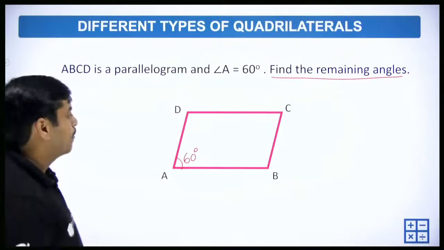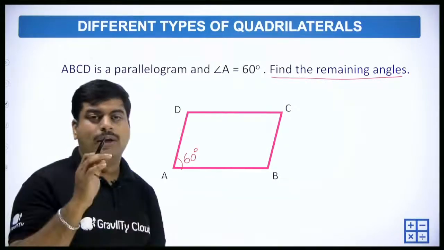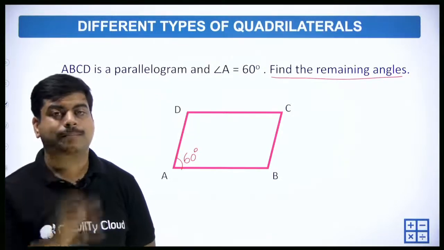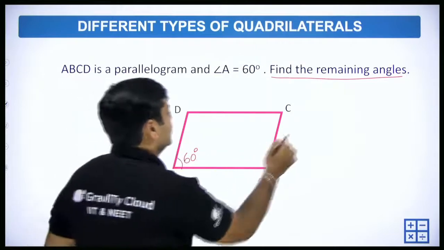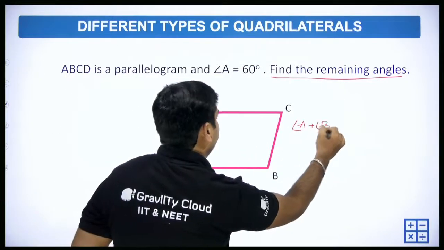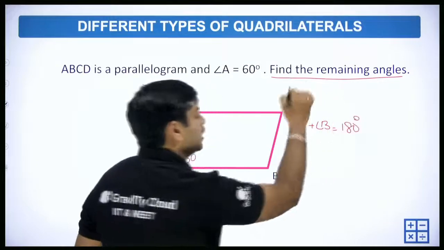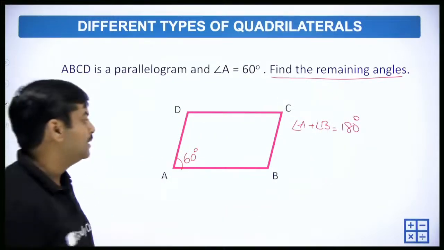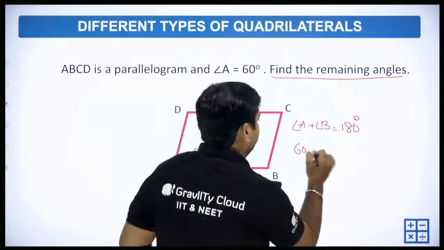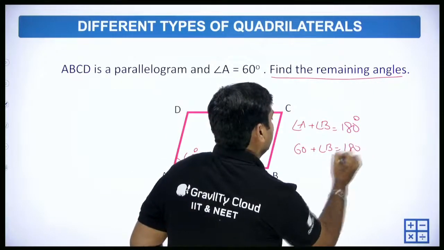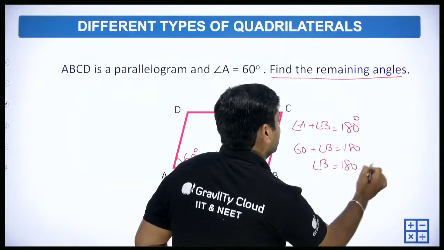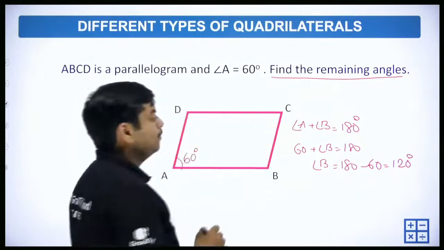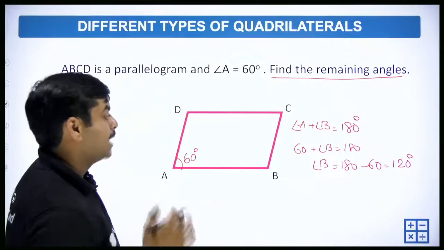Carefully observe. In a parallelogram, the very first thing you need to understand is that the sum of the adjacent angles is 180 degrees. That means angle A plus angle B should be 180 degrees. So 60 plus angle B is 180, so angle B is equal to 180 minus 60, which is 120.